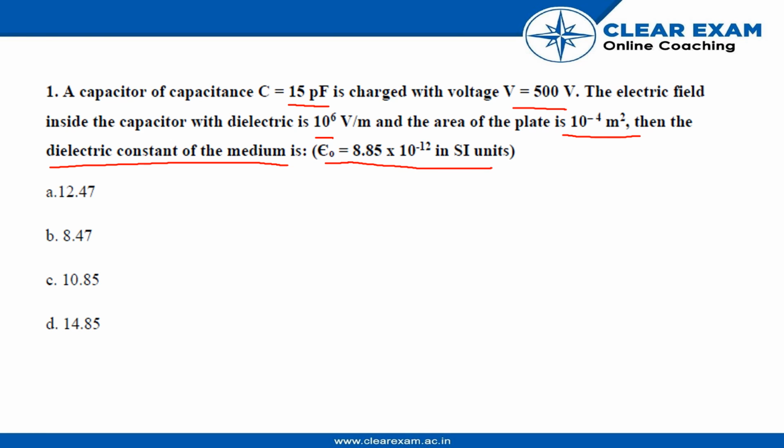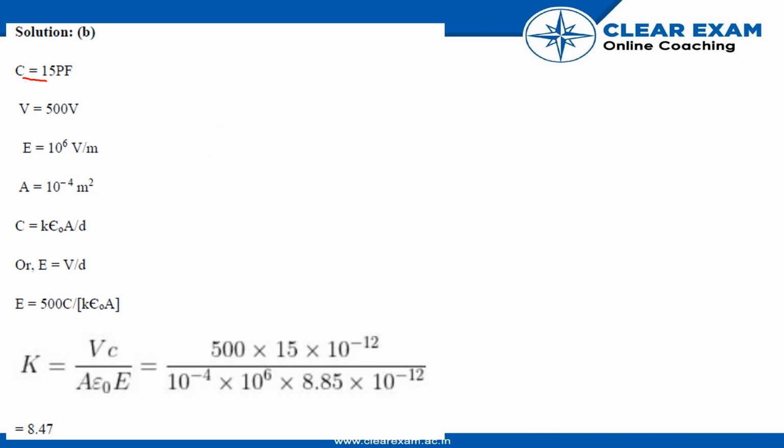So let's see the solution. We have given capacitor 15, voltage 500, electric field 10 to power 6, area 10 to power minus 4, and then we have to find the dielectric constant, that is K, dielectric constant.